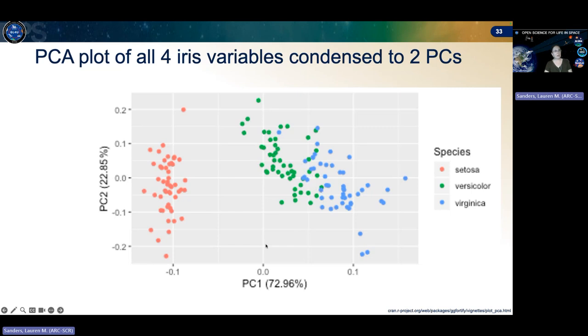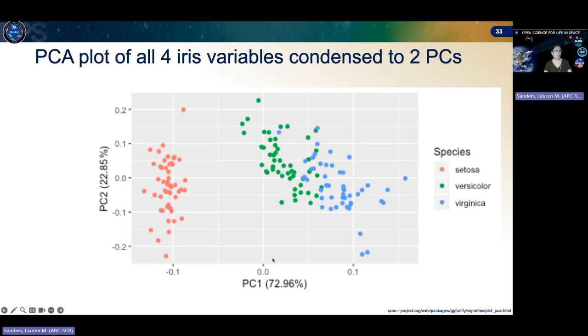And instead of the x and y axes being things that were actually measured in the data set, like sepal length or sepal width, now each data point has two values: the first principal component and the second principal component, where the value represents where this data point falls within the variables that were contributing the most to principal component 1 and principal component 2. So the variables that are causing that spread along the principal component 1 axis or the principal component 2 axis.